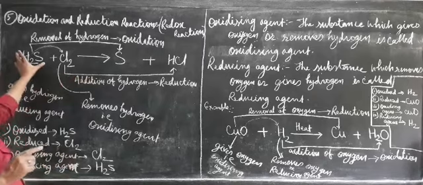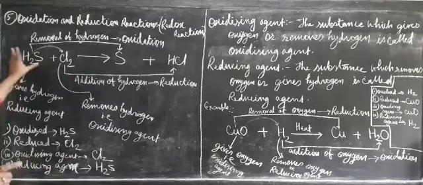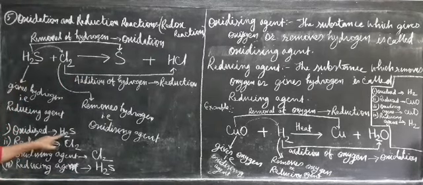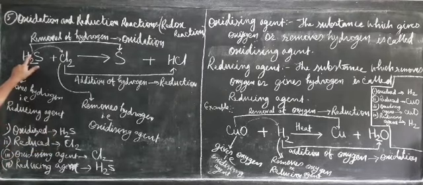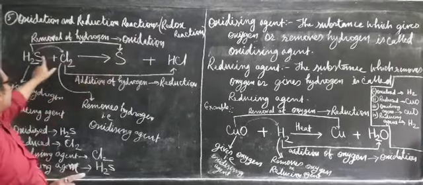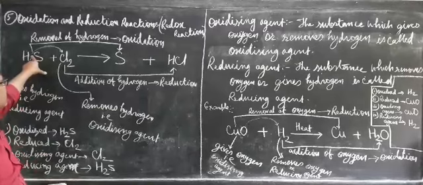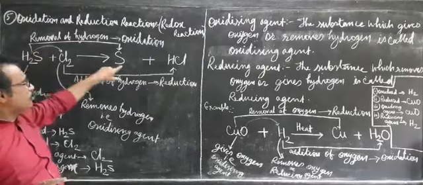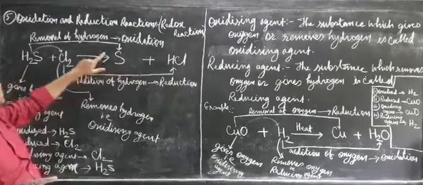So hydrogen sulfide got oxidized. Which substance got oxidized? Hydrogen sulfide got oxidized into sulfur. Hydrogen sulfide gas got oxidized into sulfur.